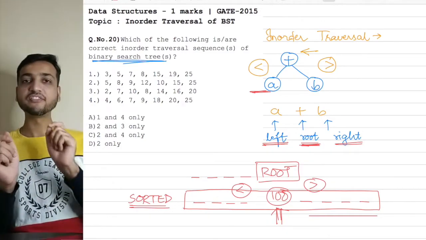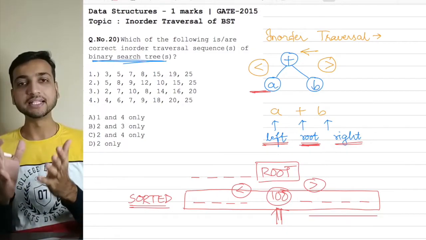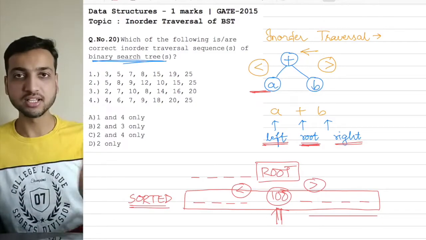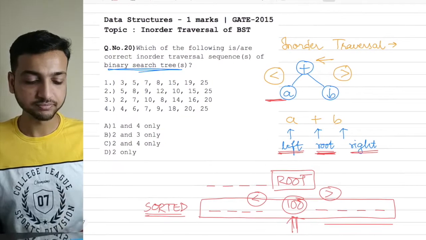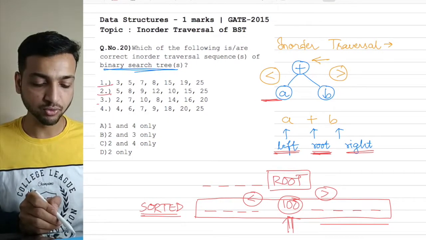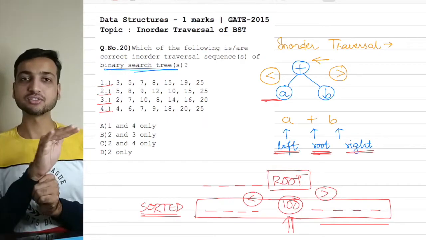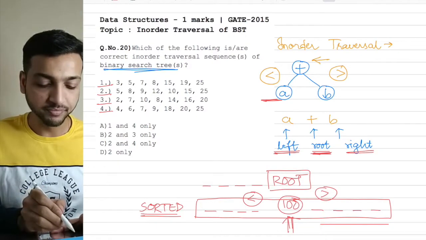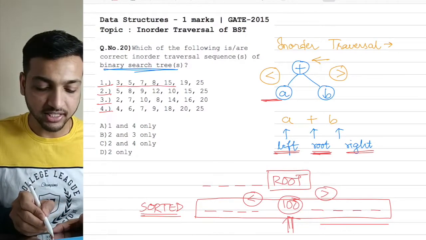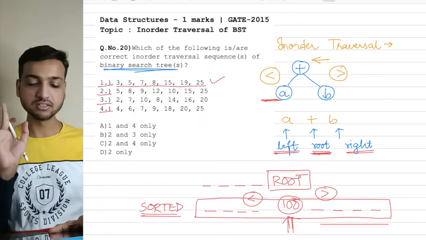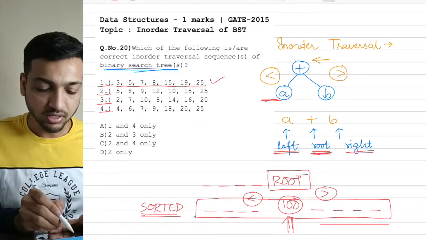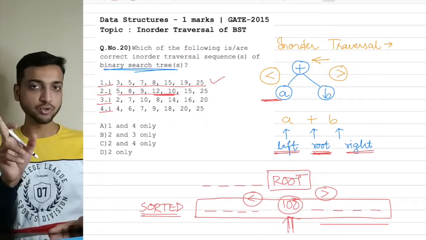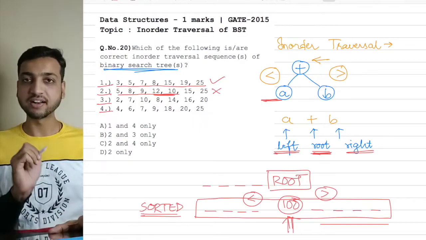Now if the in-order traversal of a binary search tree is going to be sorted, then this is the property we are going to use to check our options. As you can see here, we have 4 options, 1, 2, 3, 4. Only the lists that are sorted here are going to be correct in-order traversals. So let's see option number 1: 3, 5, 7, 8, 15, 19, 25. This looks like a sorted list, so this is valid. Let's look at option 2: 5, 8, 9, 12, 10. No, 12, 10 is not sorted.